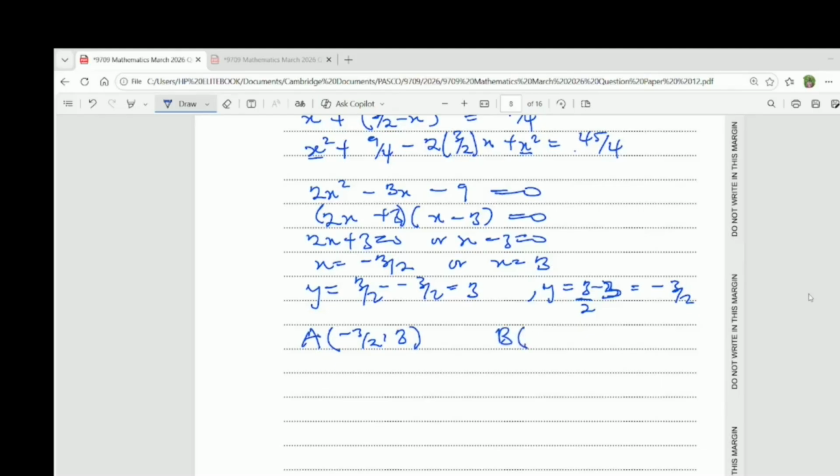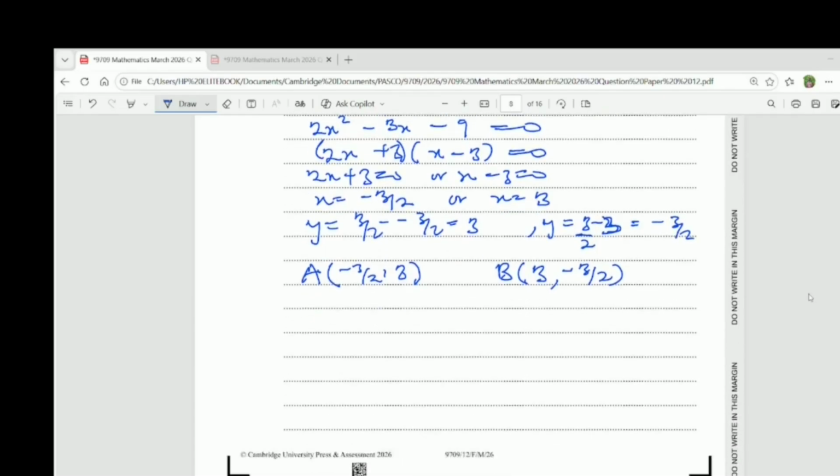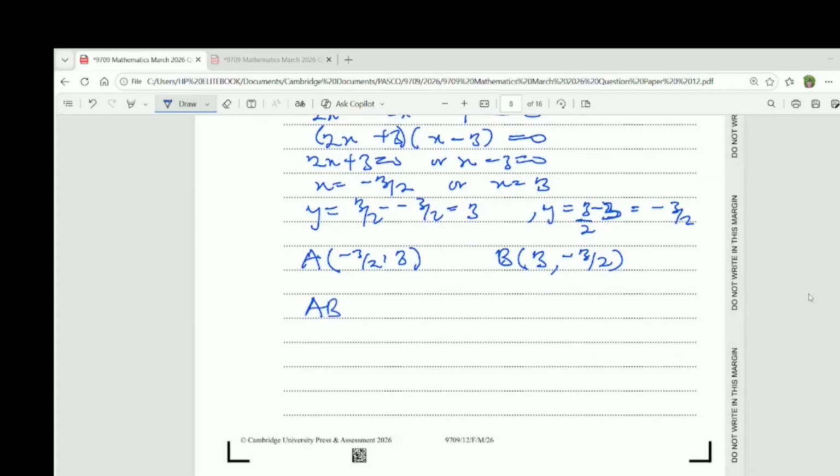So our point B is going to be (3, -3/2), and you find the distance between these 2 points. Distance formula, right? The distance between A and B, or the magnitude of line AB, is the square root of (x1 minus x2) all squared plus (y2 minus y1) all squared. So the difference between the x terms all squared: 3 minus negative 3 over 2 all squared, so 3 plus 3 over 2 all squared. And then plus 3 plus 3 over 2 all squared for the y terms as well.